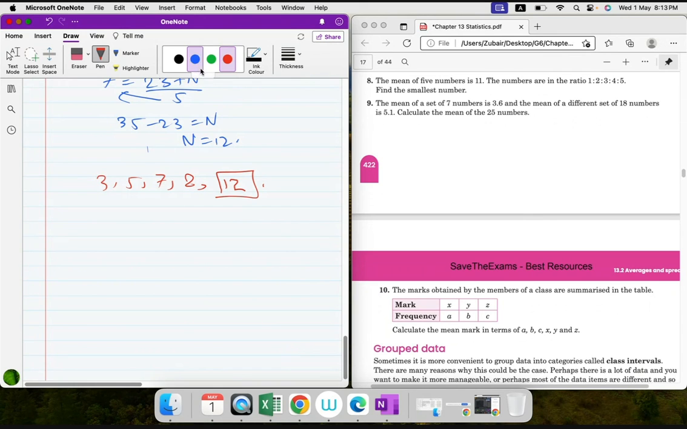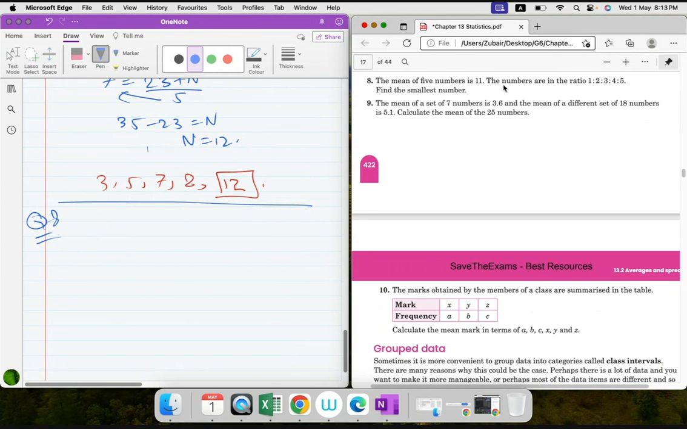Try question number 8. Mean of 5 numbers is 11. The numbers are in this ratio. Find the smallest number.